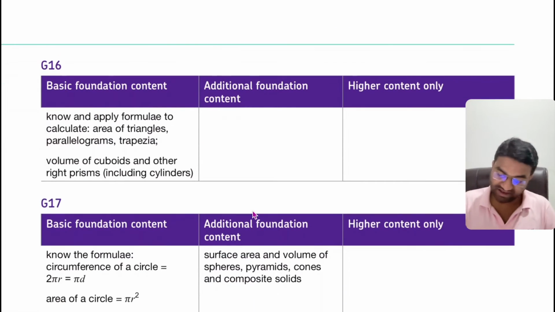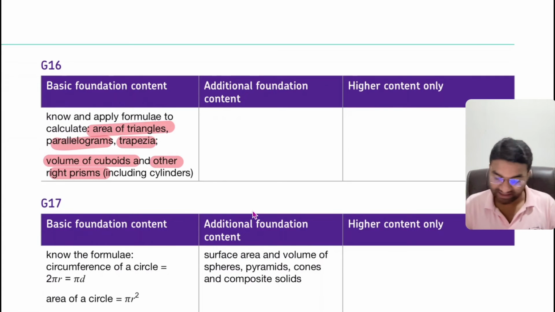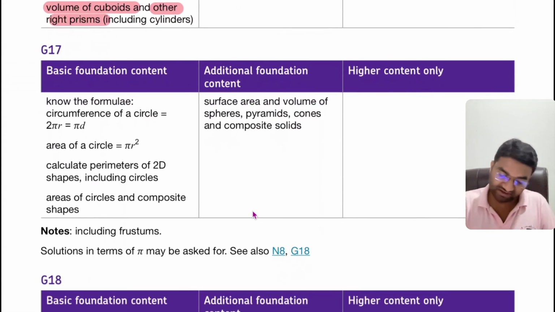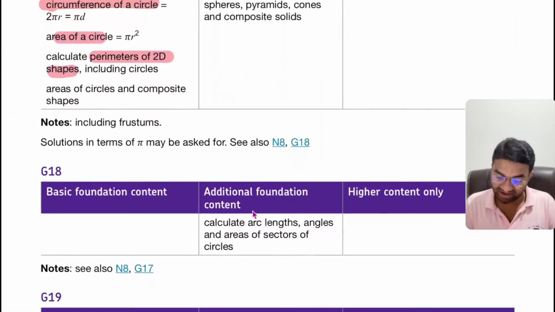Okay, then next apply the formula to calculate the area of a triangle, parallelogram, then volume of cuboid and other right angle prisms. Okay, then circumference of the circle, area of the circle, the perimeter of 2D shapes including circle.